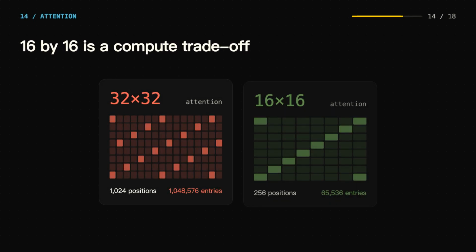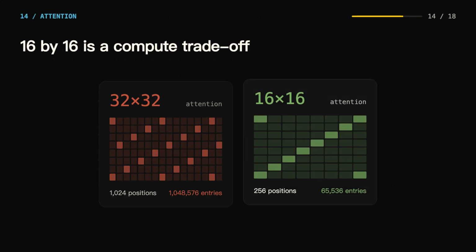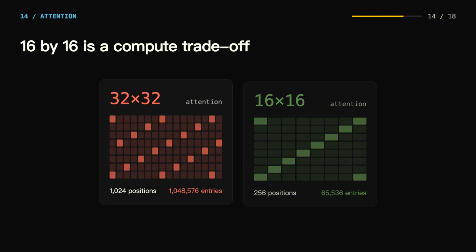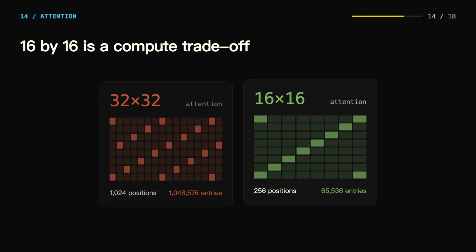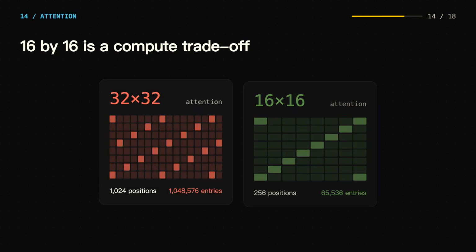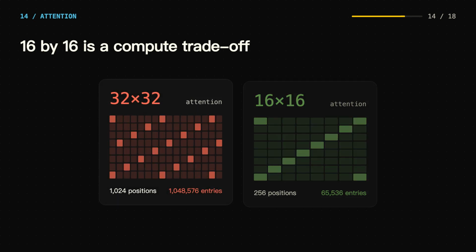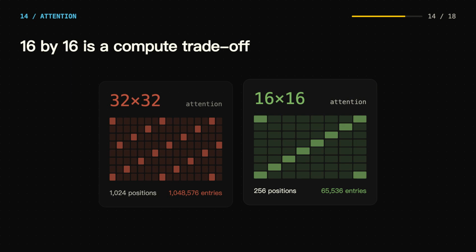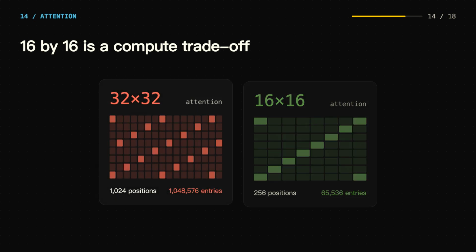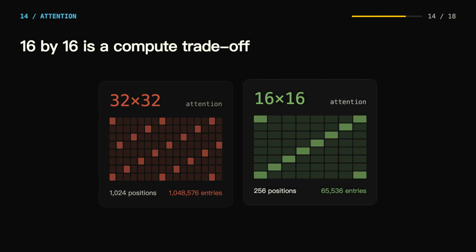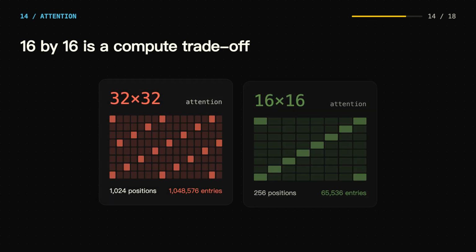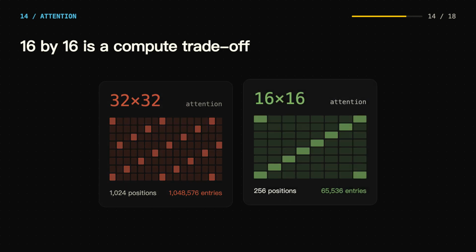Self-attention lets every spatial position combine information from every other position, but its cost grows with the square of position count. A 32 by 32 feature map has 1024 positions, producing more than 1 million attention entries. 16 by 16 has only 256 positions, reducing that matrix to about 65,000 entries. The original paper places attention at 16 by 16, making a concrete trade-off between global relationships and computational cost.